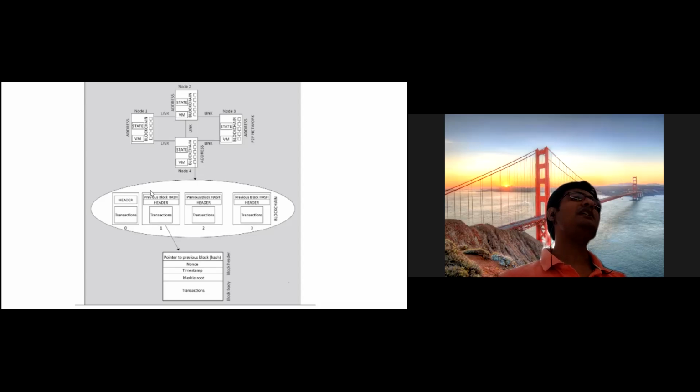And then each blockchain will have a block. A block will have what? A block will have previous information, timestamp, nonce, a Merkle tree, which is basically a consensus, and the transaction. So this is how your blockchain will look visually, right?